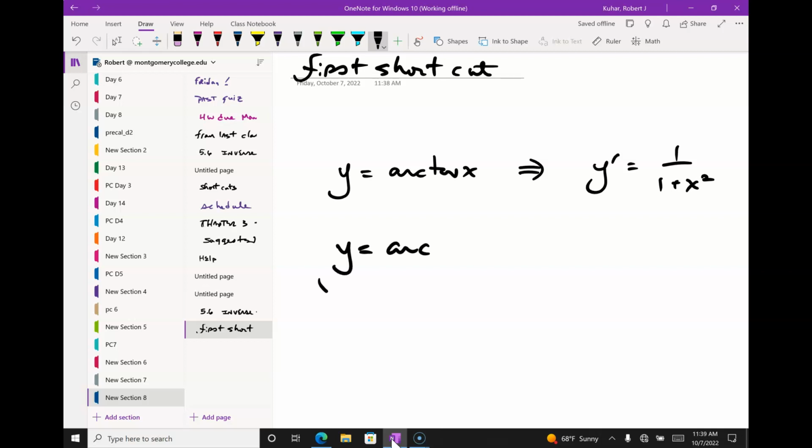Y equals the arctan of u. Now I'm saying there's a function inside. Again, my only chore now is to identify what that function is and plug into y prime equals u prime over 1 plus u squared.